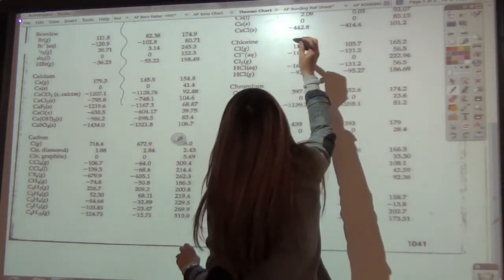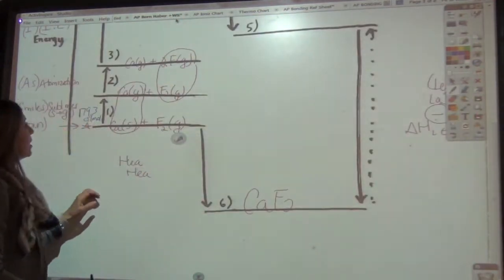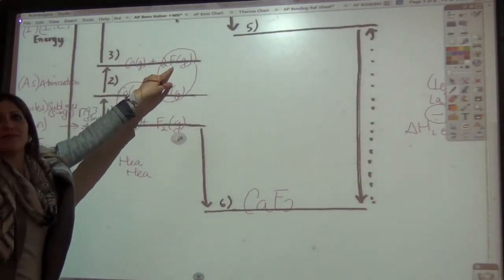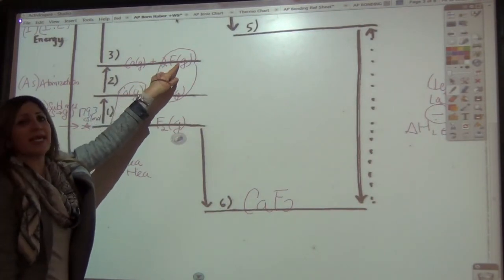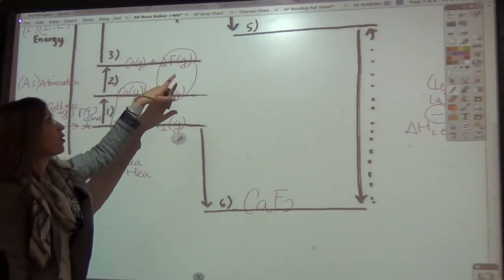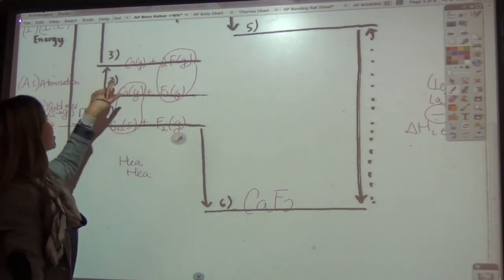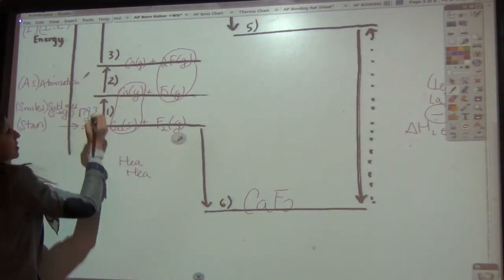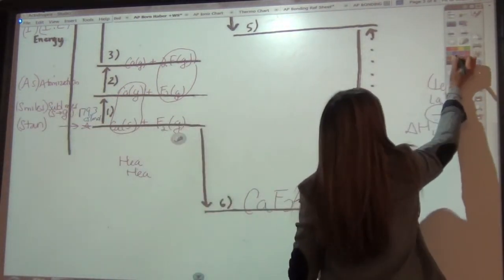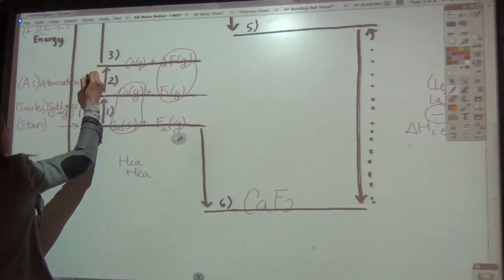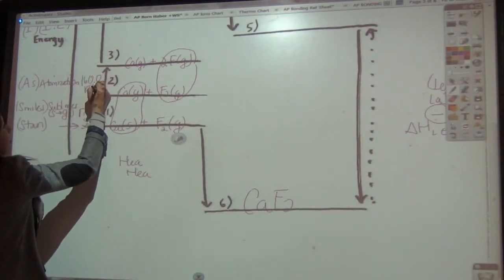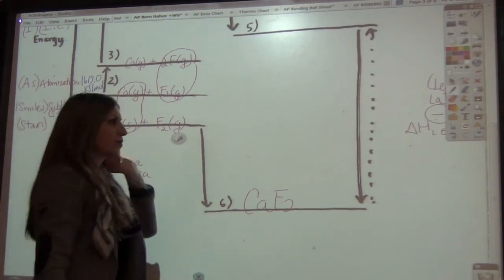But it's 2F. So you have to do 2 times 80 minus 0. So don't forget, you always multiply by the coefficient. So that means that this value is 160. So now I've got 160 kilojoules per mole. All right, next step.